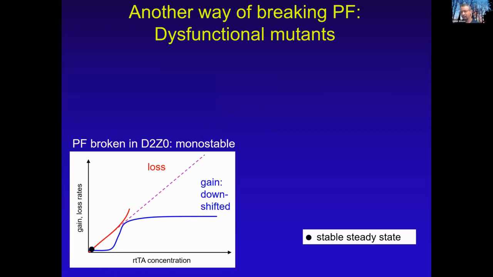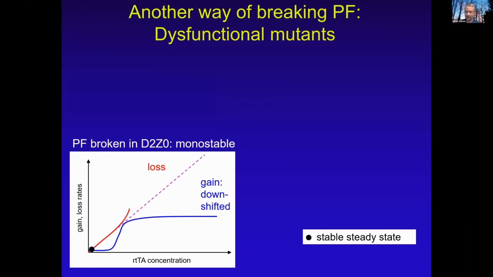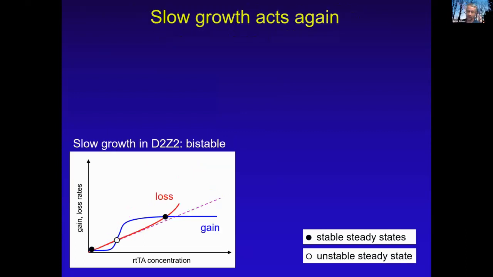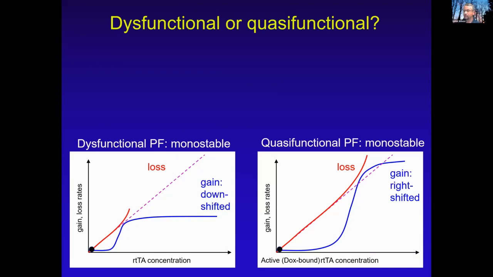But then you may say, hey, wait a minute, you made this right shift of the blue curve, what if you shift it down? That's another possibility for the curves to miss each other. And indeed, you can get loss of bistability there. And when the cells grow slower, they recapture it. And then when they start growing faster, actually there is a chance here for not losing the bistability again. So this is what I call repair. And these are the two scenarios, shifting right, shifting down. The question is which one works?